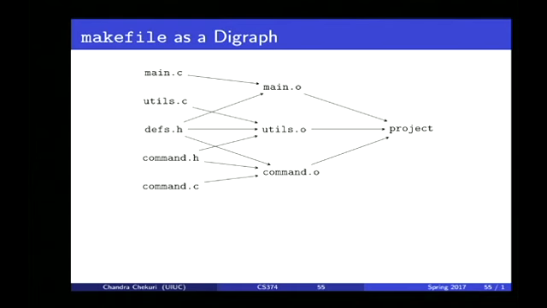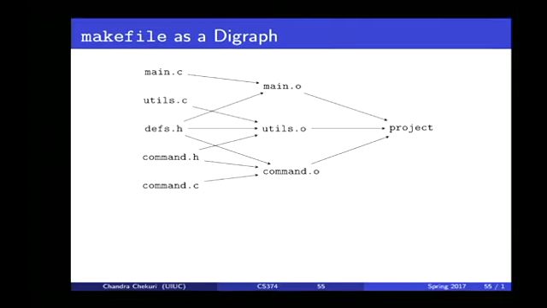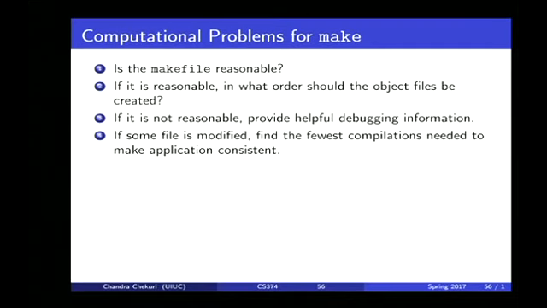Sorry? Yeah, you have to know whether a Makefile is consistent by checking whether there are cycles or not. That's the first algorithmic task that Make does, right? Is your specification meaningful, by checking whether it has cycles or not. So the algorithm you use is, given a directed graph, is there a cycle in it? That's the algorithm. Okay, if it is reasonable, what order should the files be compiled?